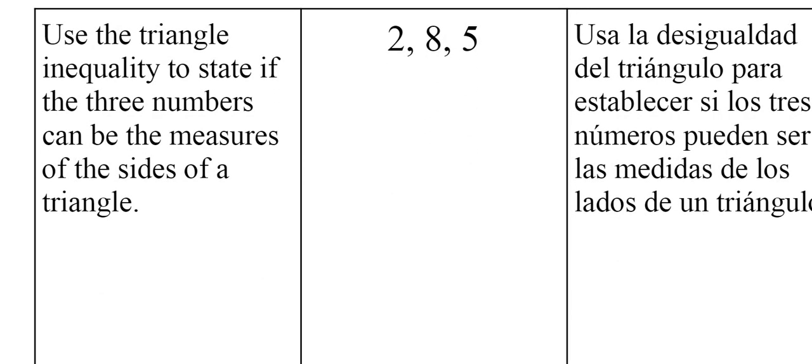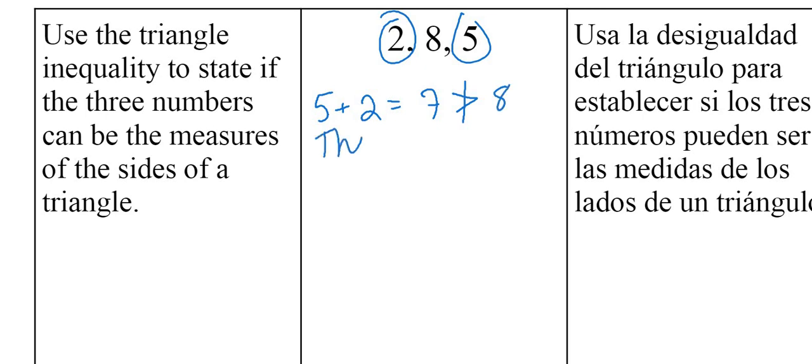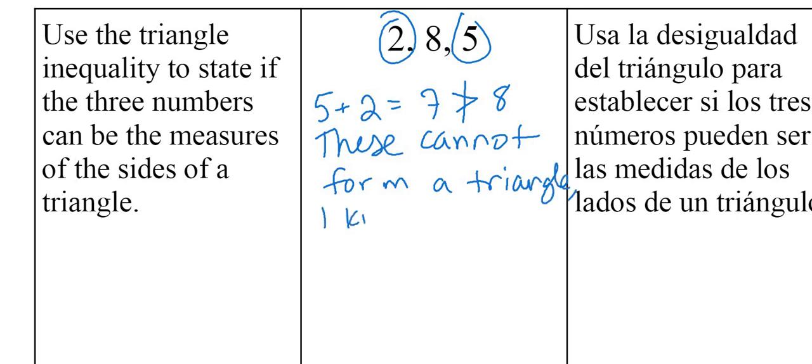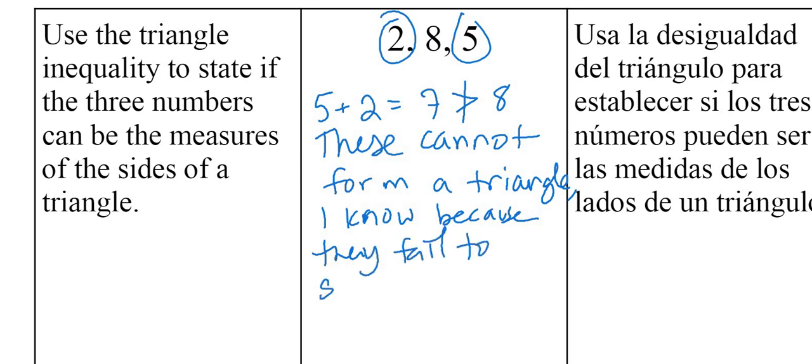2, 8, and 5. Okay, I can already see 5 plus 2 is 7, which is not greater than 8. So these three cannot form a triangle. I know because they fail to satisfy the triangle inequality.